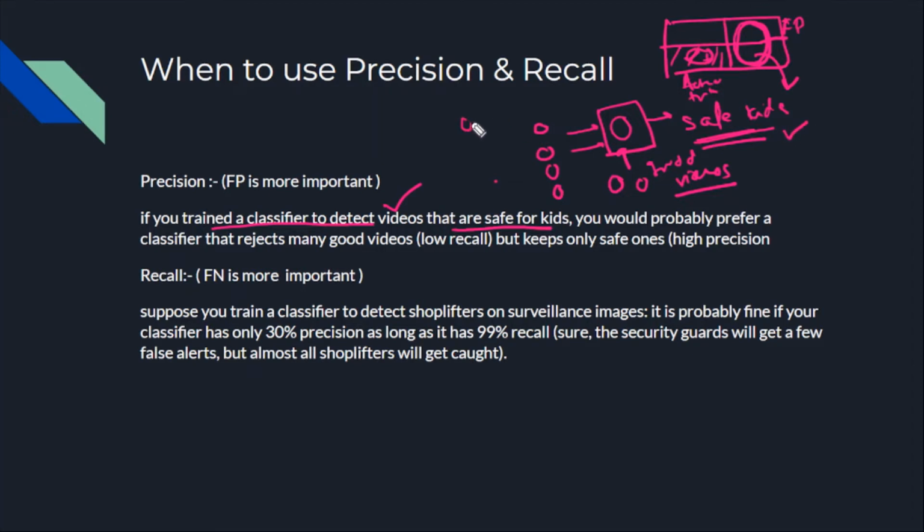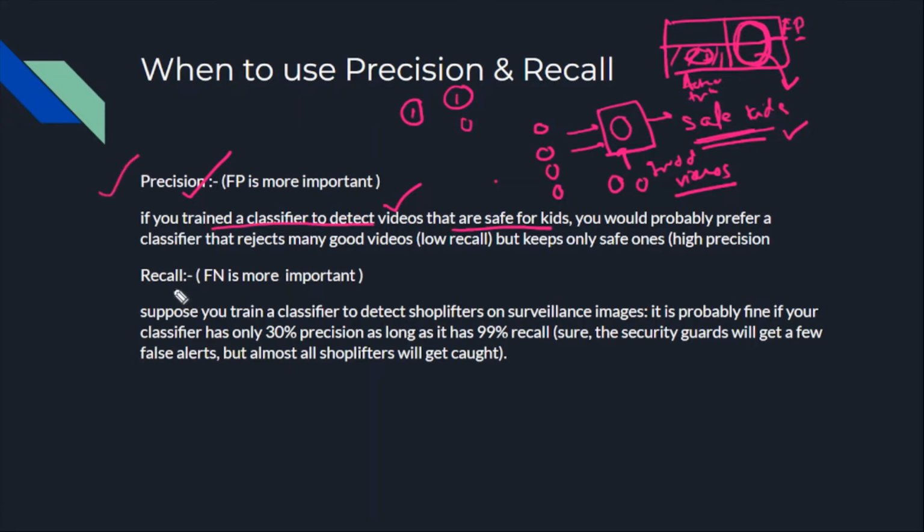Maybe some bad videos are good for kids, right? We are not dividing our videos into good or bad. We are dividing the videos which are safe for the kids. So in that case, precision is very important. Whenever you feel that your FP, that is false positive, is very important for you, then we must select precision as the metric for the evaluation of the model.